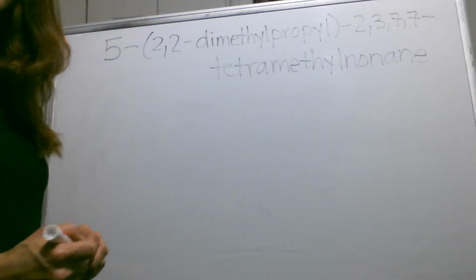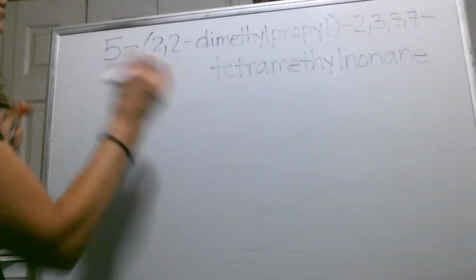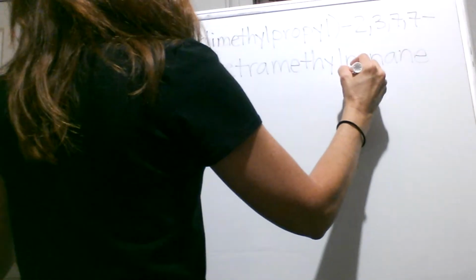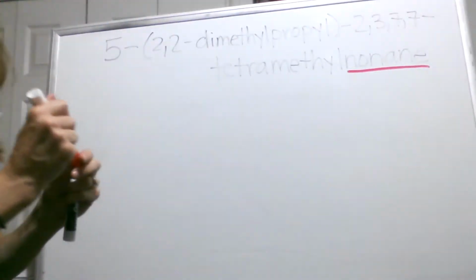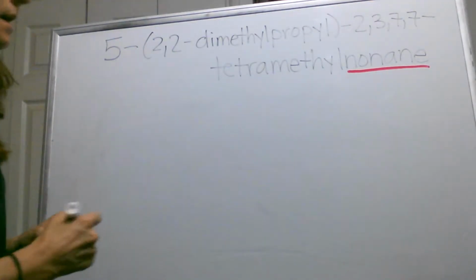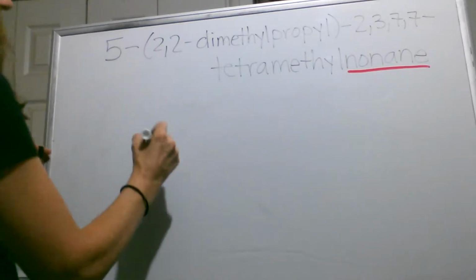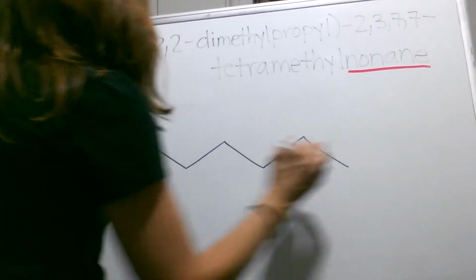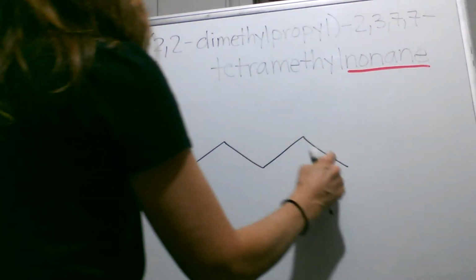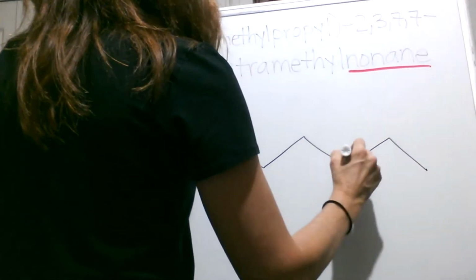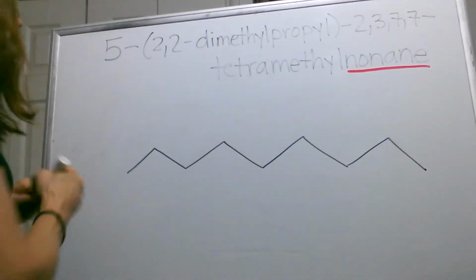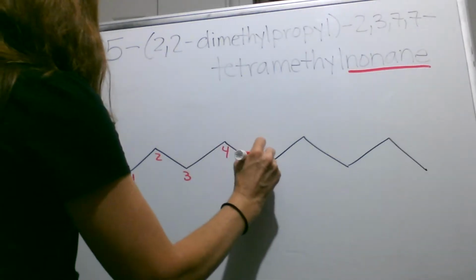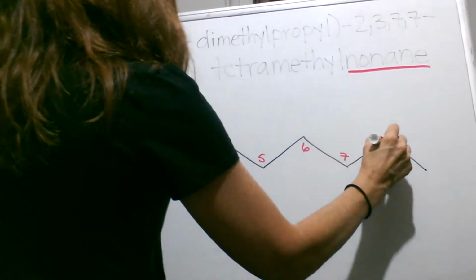So for the second problem, we're going to take the same approach, and that is, we're not going to worry about all this other stuff for this really long and seemingly complicated name. We're just going to start with what we know. So we know that the parent is nonane. It's an alkane with 9 carbons. So we're just going to draw the parent chain and count our carbons. 1, 2, 3, 4, 5, 6, 7, 8, 9. And then we're going to number them. Same thing that we did last time. So that way we know where everything is going.